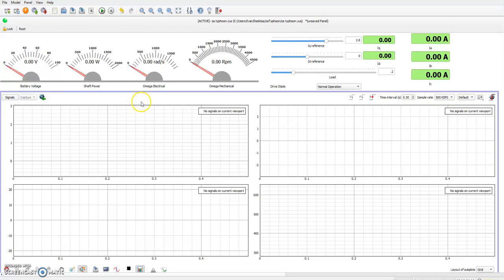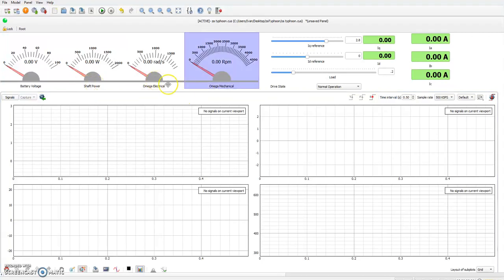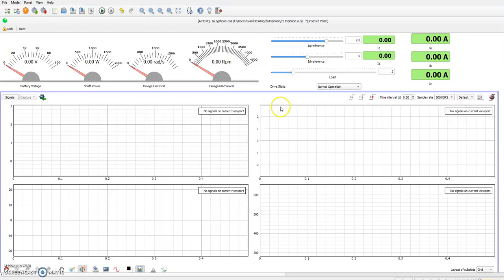Here we can see some gauges which are measuring and showing the battery voltage, shaft output power, the angular velocity of the shaft, and the electrical currents, voltages, and so on. Over here we can see some sliders that are used as the references for the torque, current at the Q axis, and the current at the D axis reference, and there are measurements. Here is the slider for the load and phase, and measurement of the phase currents of the motor.